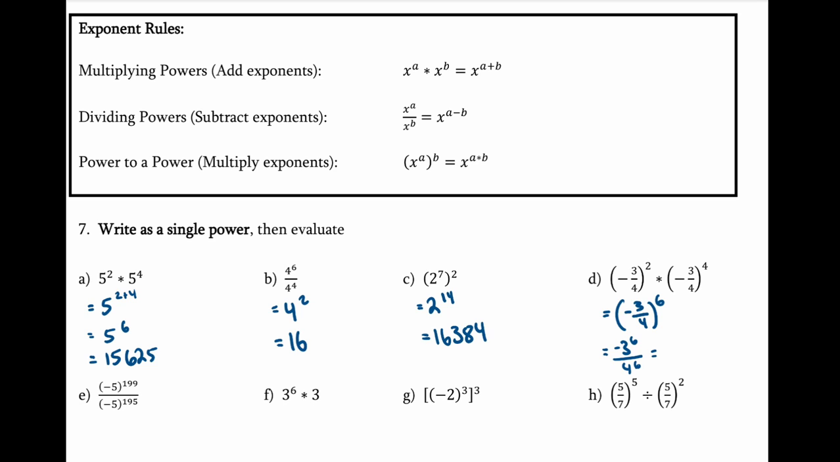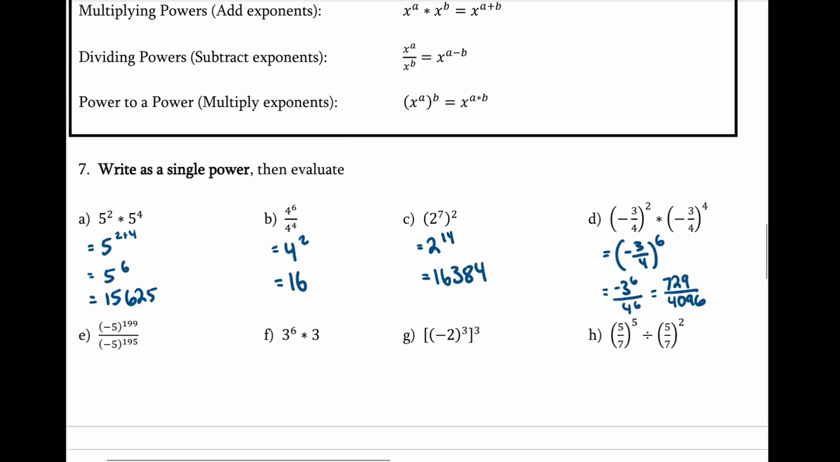Evaluated, I end up with 729 over 4 to the power of 6, 4,096. So again, even with fractions, the same rules apply as long as the bases are the same.